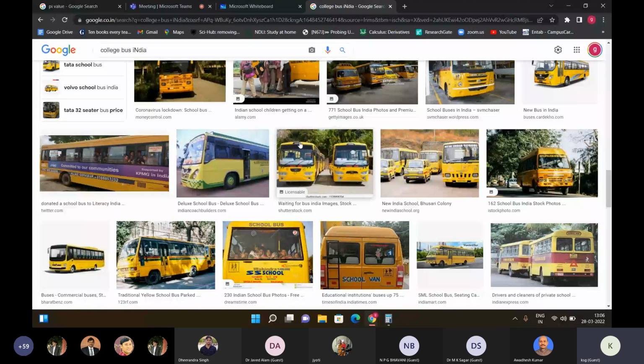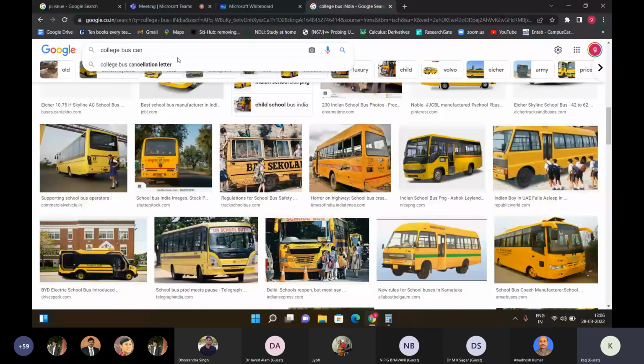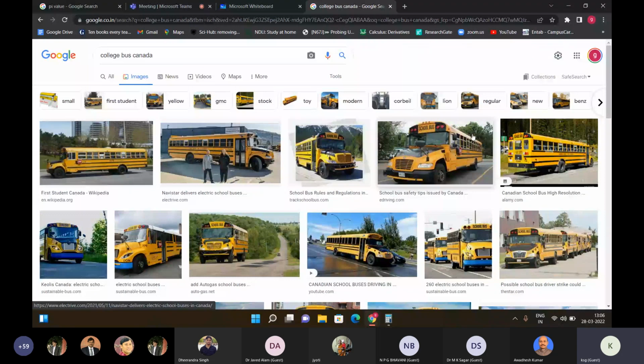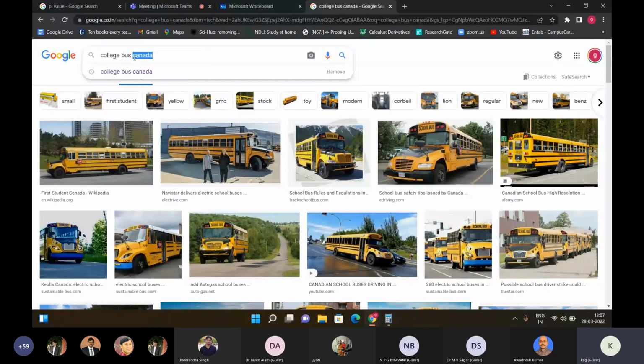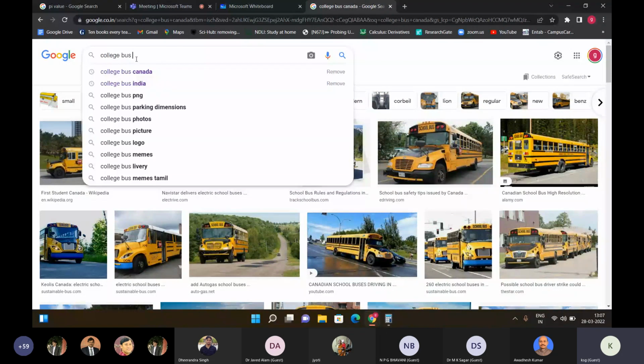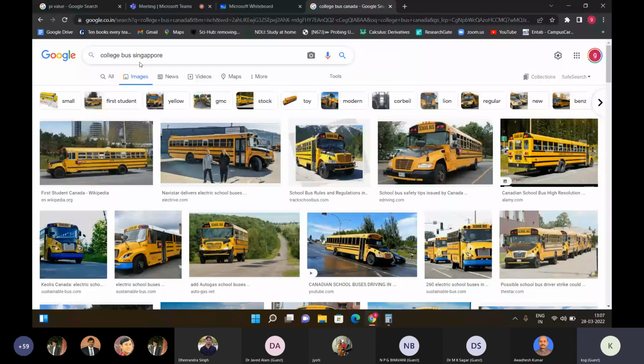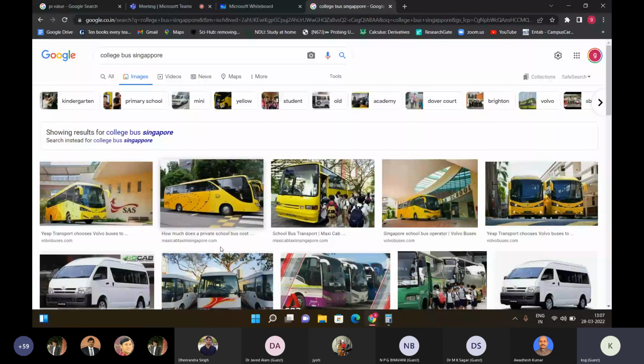We can always talk about the law of the land. The Indian government has taken a decision that college buses should be painted in yellow. Then let me look at the college bus in Canada. The school buses and institution buses in Canada and USA are also painted in yellow color. And from the east, let us say the college bus in Singapore, that is also painted in yellow color.